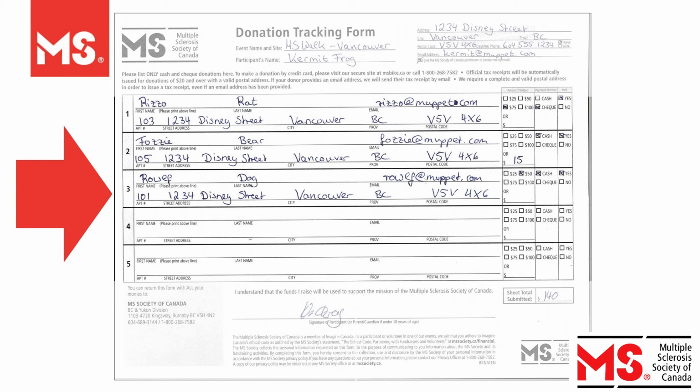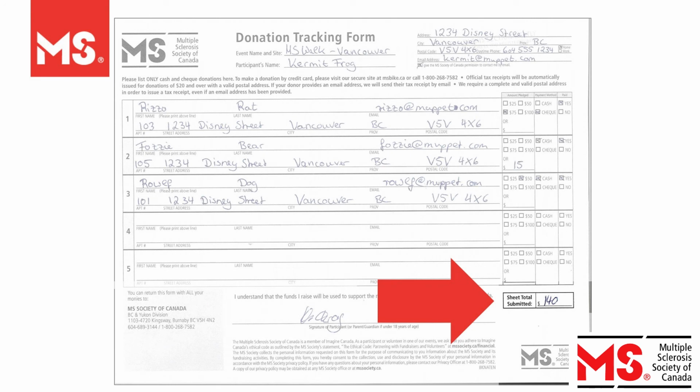No online donations should be listed here. This form is only for cash and checks submitted at the event. Online donations are tracked separately, and any online donors have already received their tax receipts. If the participant has listed any online donations on this form, please ask them to cross out these donations and do not include them in the sheet total.